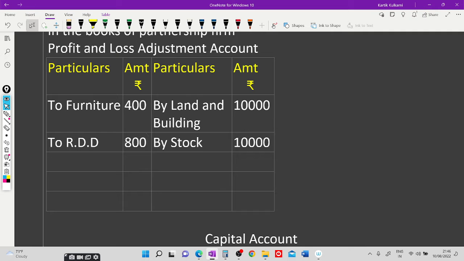The journal entry is profit and loss adjustment account debit to RDD credit.